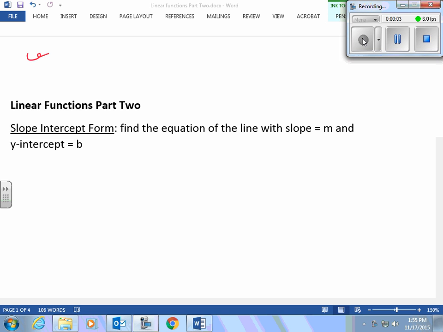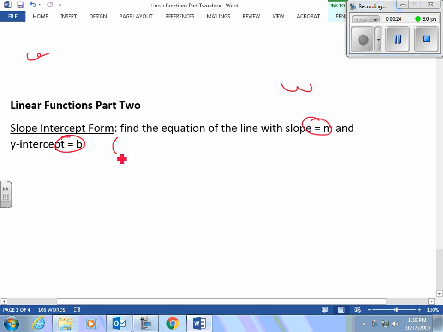In this lesson, we're continuing the work that we've been doing with linear functions. And we're going to start by learning a new form for the equation of a straight line. We'll use the form that we used before, but we're finding the equation of a line that has a slope equal to m and has a y-intercept of b. And so that's the point (0, b).